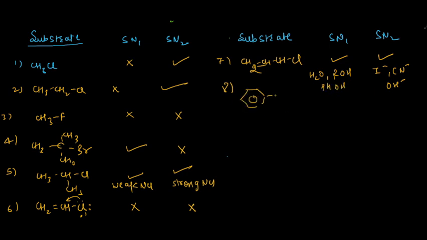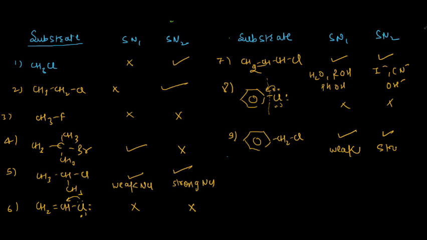When we have chlorobenzene, then it won't give SN1 or SN2 because again chlorine is going into resonance. The lone pair of chlorine is going into resonance with the benzene ring. So it is very difficult to break this bond. Ninth, CH2Cl. Again in case of a weak nucleophile, it will show SN1. In case of a strong nucleophile, it will show SN2.